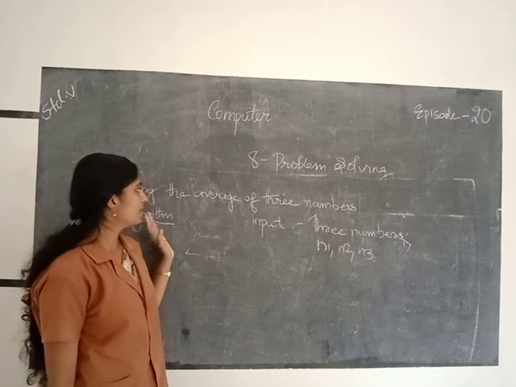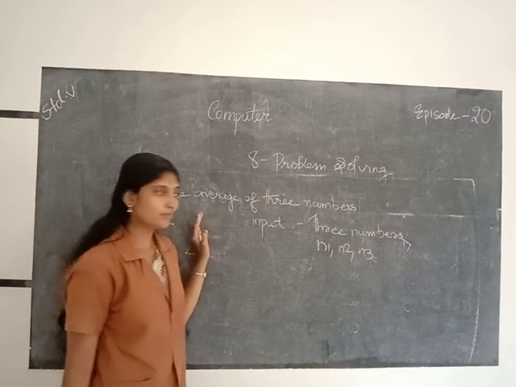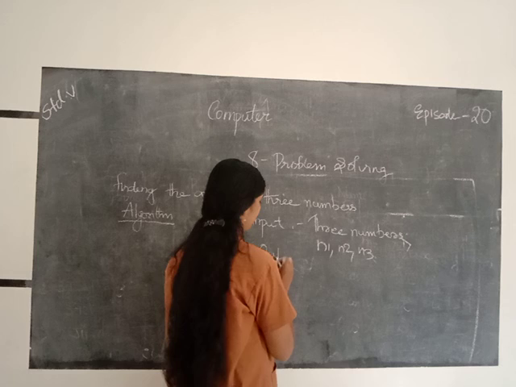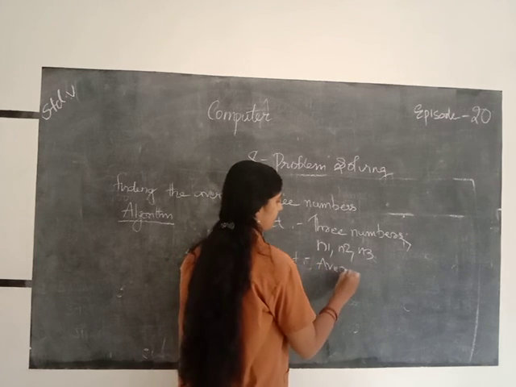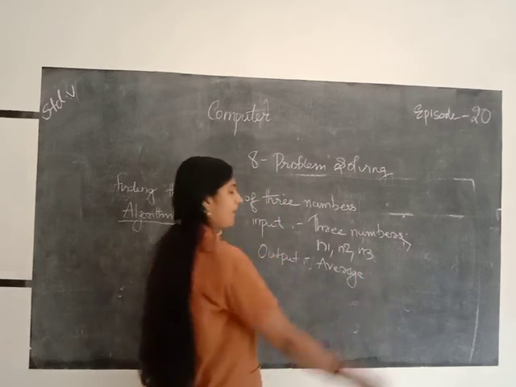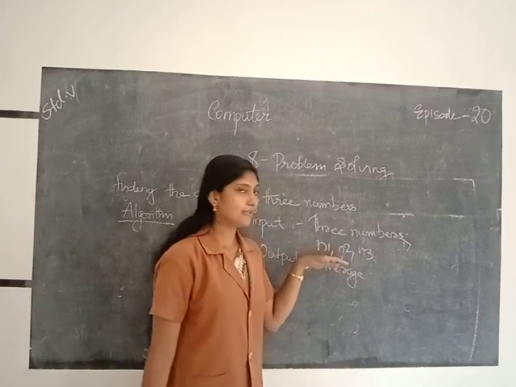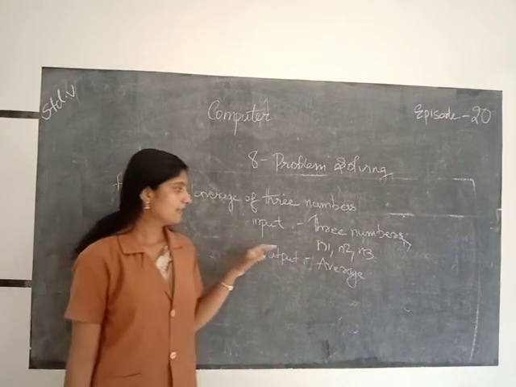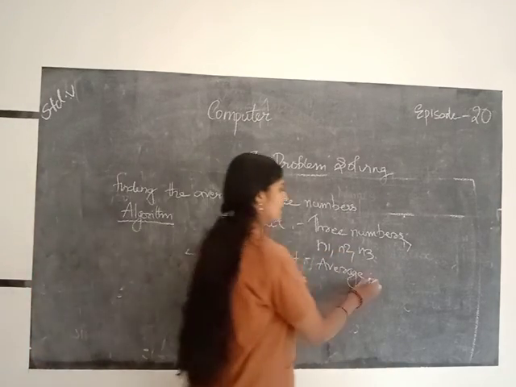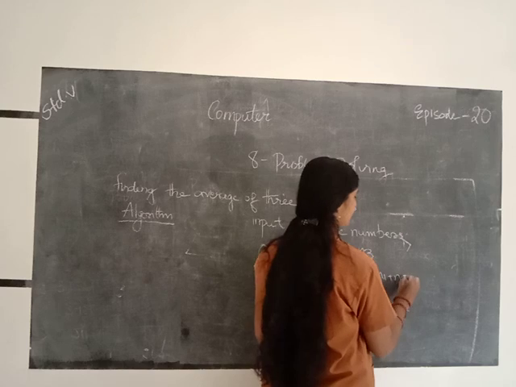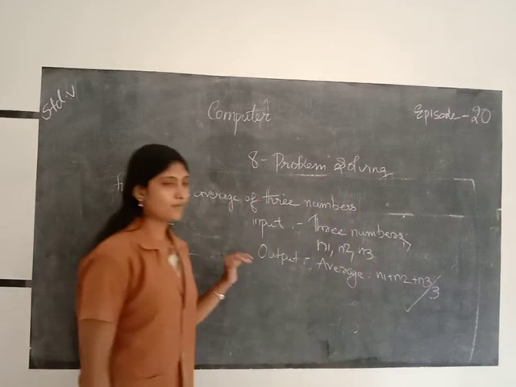Then next step, what is the output we wanted to get? That is the average of three numbers. So output is average. Then how can we find out the average? Simply adding the three numbers and then dividing by the number of numbers. So here the number is 3. So n1 plus n2 plus n3 divided by 3. Yes. So let's do it.